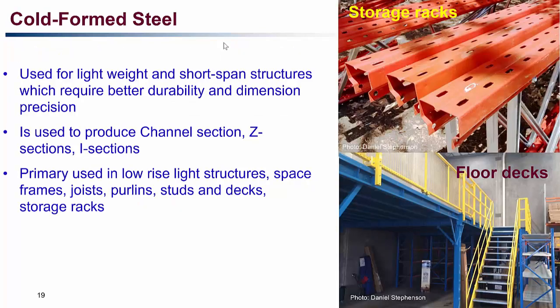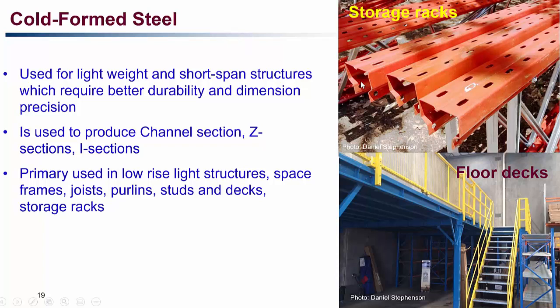Cold formed steel sections are usually used in low-rise, light structures, space frames, or in storage racks. They are also used as joists and purlins, studs, and decks in high-rise structures, along with the hot roll section as the main framing systems. Cold formed sections are also widely used in roof or floor decks and wall panels, which carry load as well as provide a surface to attach the flooring and roofing materials.